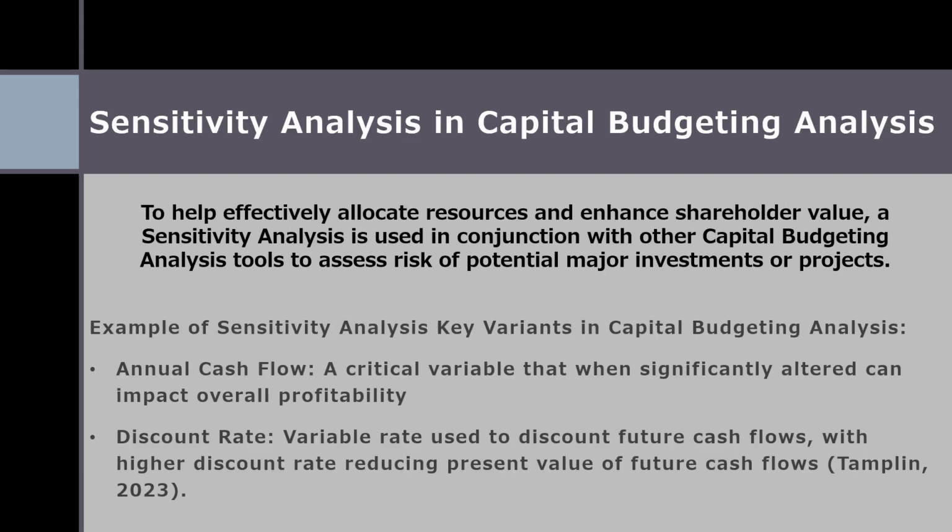Looking again at a sensitivity analysis in capital budgeting, a sensitivity analysis helps to effectively allocate resources and enhance shareholder value when it is used in conjunction with other capital budgeting tools to assess risk of potential major investments or projects. Examples of sensitivity analysis key variables in capital budgeting analysis include annual cash flow, which is a critical variable that, when significantly altered, can impact overall profitability, and the discount rate, which is a variable rate used to discount future cash flows, with a higher discount rate reducing the present value of future cash flows.